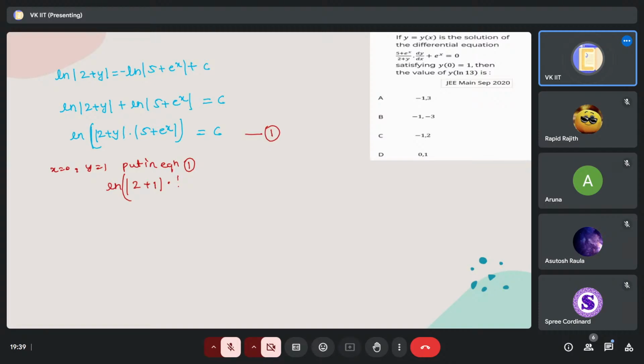So now put that in equation 1 again. So we will be getting ln of mod of 2 plus y into mod of 5 plus e to the power x is equal to the c value, which is ln 18. Now the question was asking for the value of this total function. This is actually our equation of the curve. Now the question is asking that at x is equal to ln 13, what is the value of y? So let's put that value.